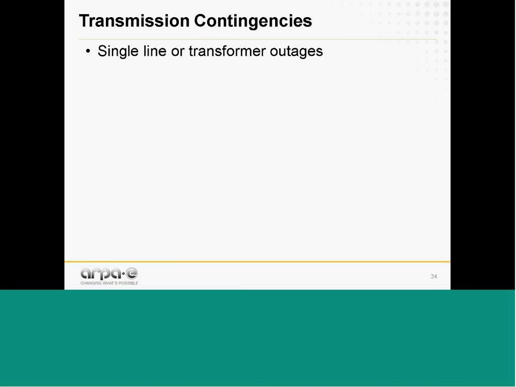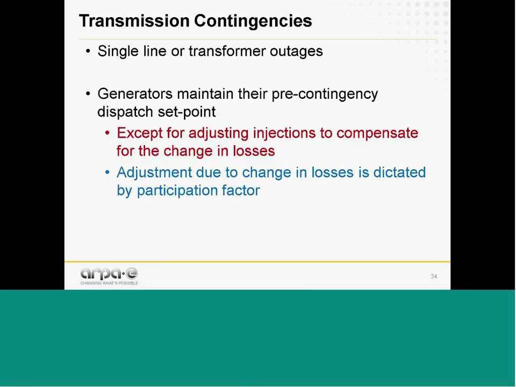Transmission contingencies. This is a security-constrained optimal power flow. The security-constrained piece of it is referencing N-1 reliability mandated by NERC, okay? We're looking at single line or transformer outages. Those are the contingencies that you're going to be given. You're not going to be given multiple contingency events, N-K. It's only going to be N-1, okay?